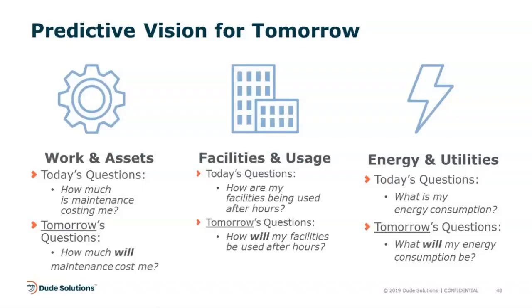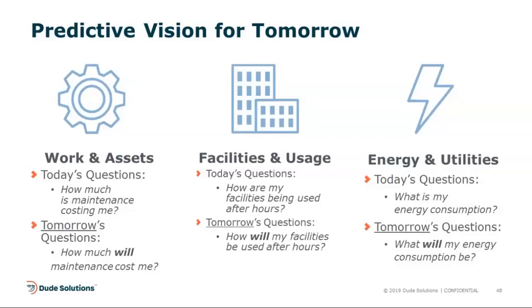So today you may be asking yourself at your institution, there's sort of today's questions of what maintenance is costing, how many hours are we spending on maintenance, where are events, how are facilities being used, and energy consumption. That's looking at what is that today, so we can take a look at the current state of operations. But it's making that shift to look at tomorrow.